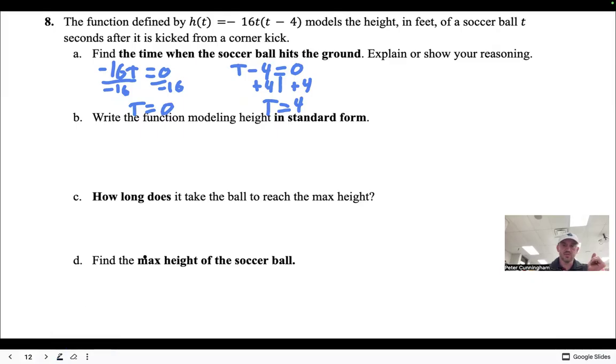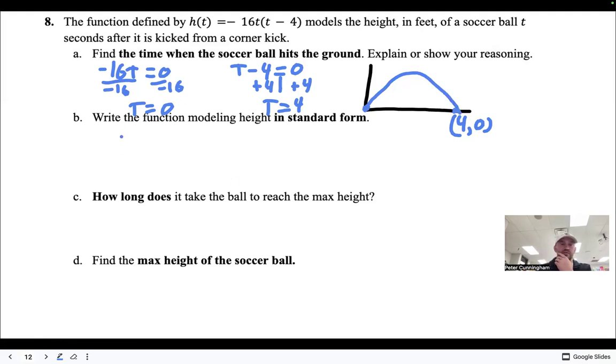Let's look at what this just told us about the soccer ball. T equals 0. So we have a y-intercept and an x-intercept that are the same thing. 0, 0 means the ball is going to be kicked from the ground. And 4, 0 tells us that that's when the ball is going to hit the ground.